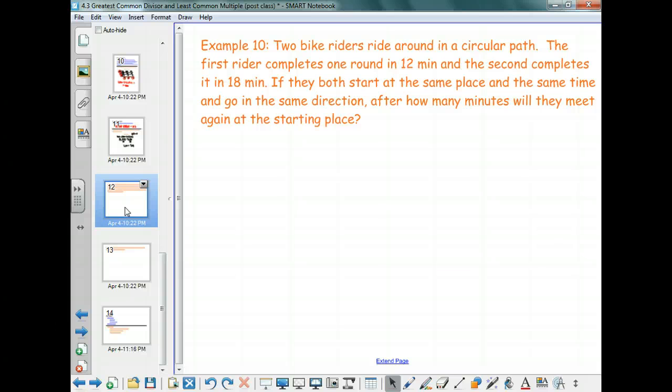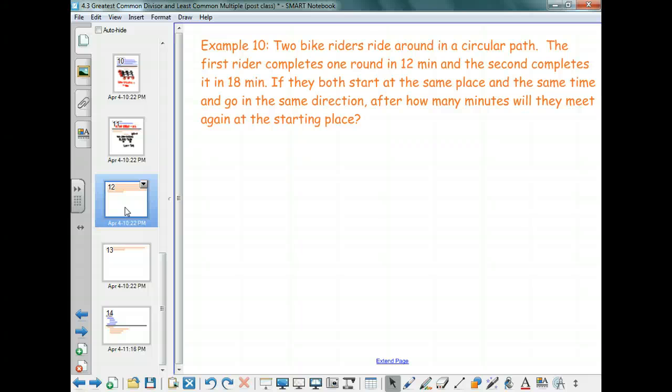2 bike riders ride in a circular path. The first rider completes 1 round in 12 minutes, and the second completes it in 18 minutes. If they both start at the same place and at the same time, and they go in the same direction, how many minutes will they meet again at the starting spot? Okay, so this is like running around the lake. They're going around, in this case, the circular path.